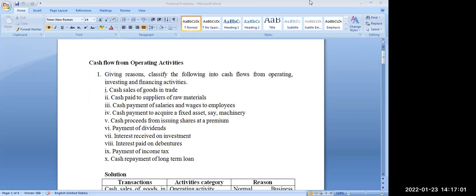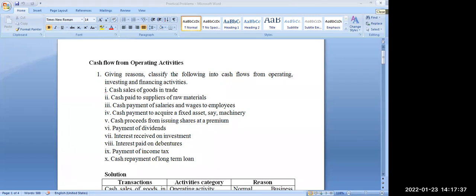Cash outflow. Next, cash proceeds from issuing shares at a premium. The company is selling shares for the first time to the general public. It's a cash inflow of financing activity. Payment of dividend: cash outflow of financing activity. Dividend is nothing but distribution of profit to the shareholder. We took money from him, that is financing activity inflow. Now we are just giving the return to him, so it is an outflow of financing activity.